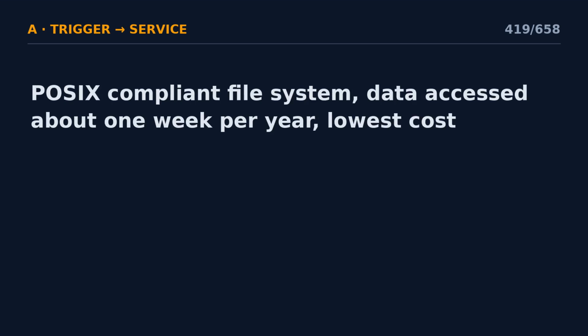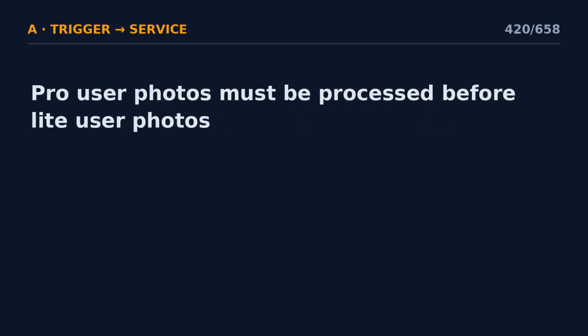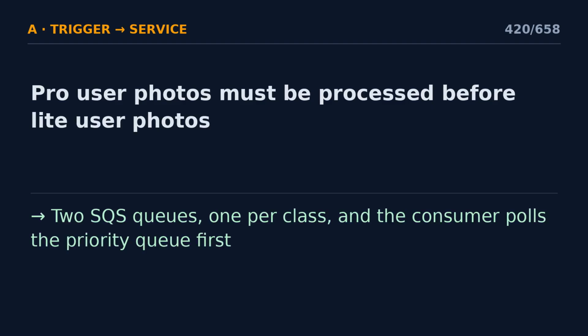POSIX compliant file system, data accessed about 1 week per year, lowest cost. Answer: EFS Infrequent Access, not S3, because the workload requires a POSIX file system. Pro user photos must be processed before light user photos. Answer: 2 SQS queues, 1 per class, and the consumer polls the priority queue first.